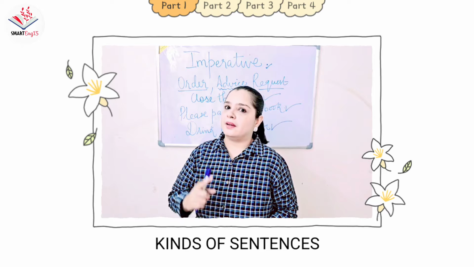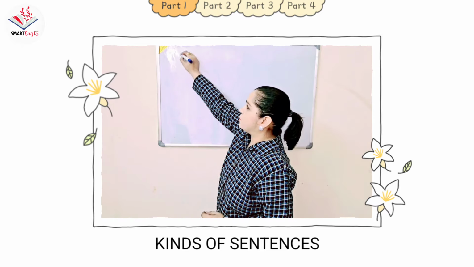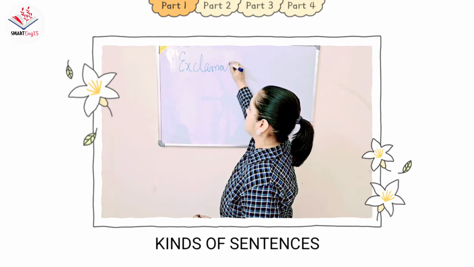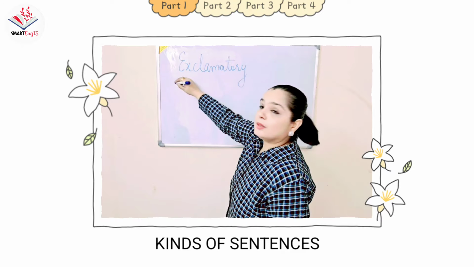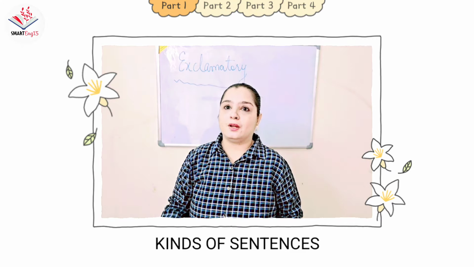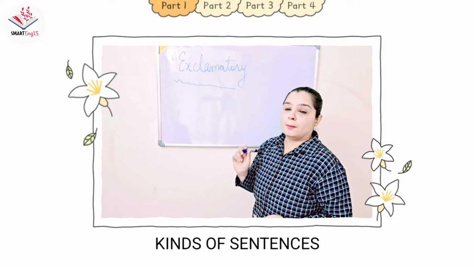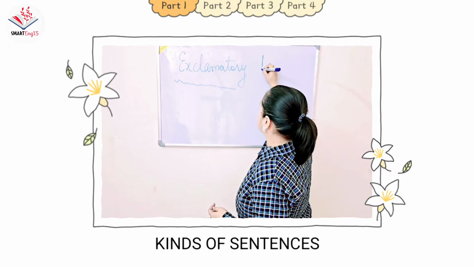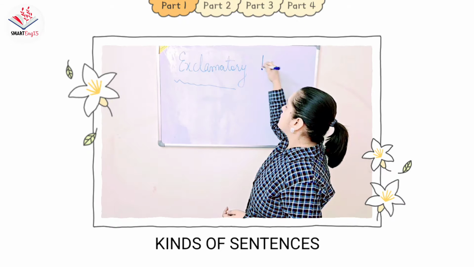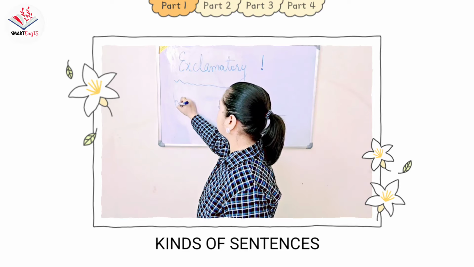Now let's learn the next kind of sentence. The next sentence is exclamatory sentence. Now this sentence shows strong emotions, strong feelings, feeling of surprise, right? And we use a special mark to recognize these sentences. This is an exclamation mark. If you can see this mark, this is an exclamation mark, right? So let us frame a few sentences, right?